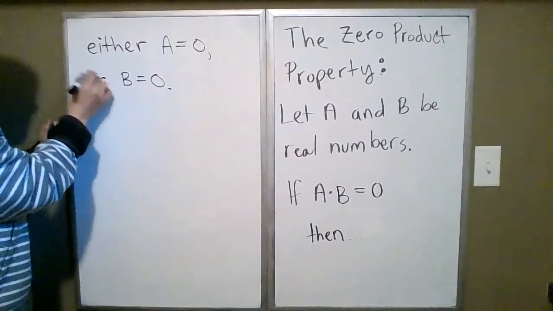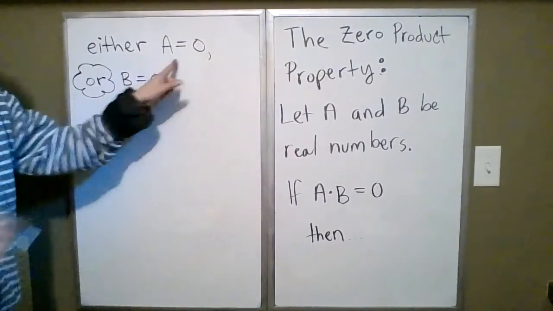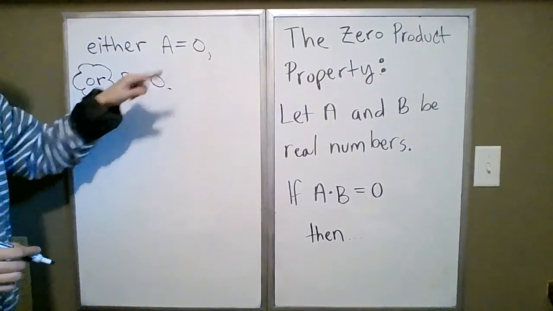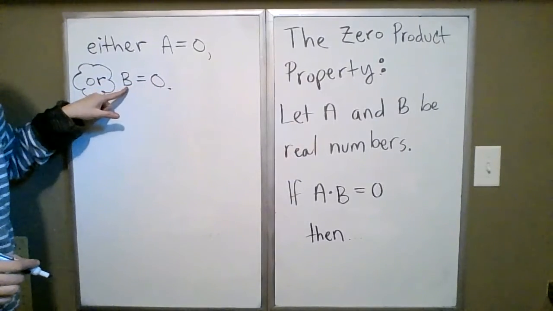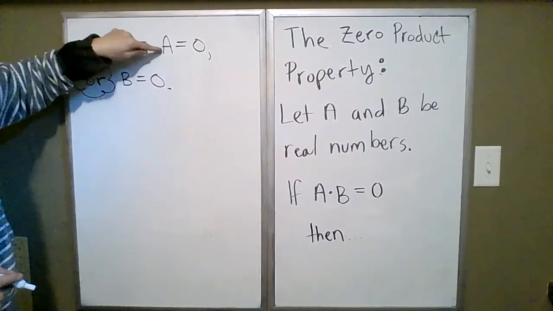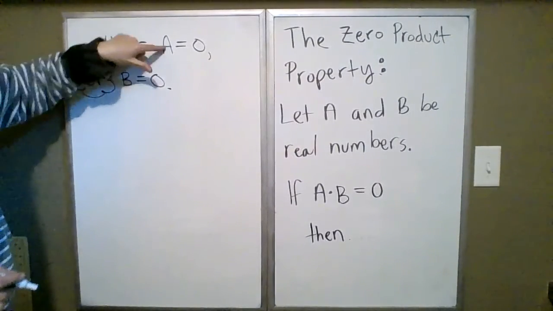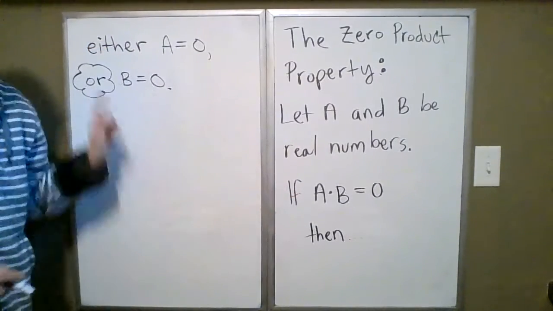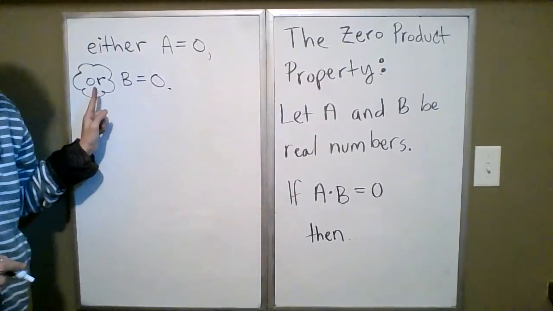It means it can be that, or it can have A equal to 0. It could be the case that B equals 0, or you can have both A and B equal to 0, since 0 times 0 would be 0. So this means one, the other, or both.